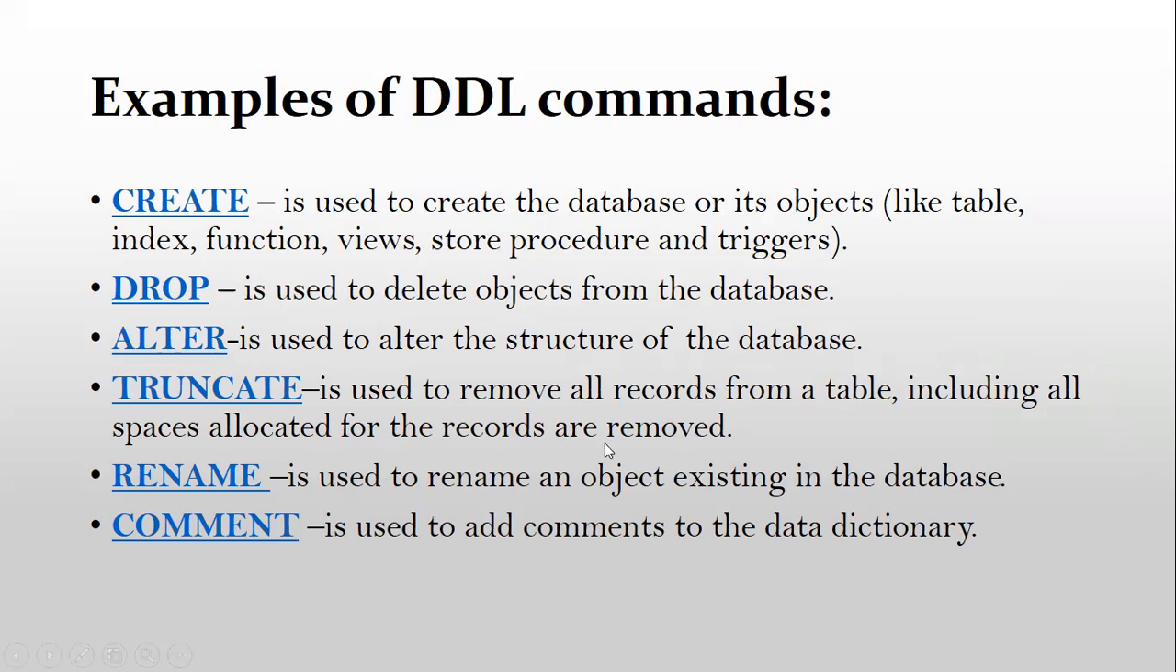Then truncate, that is used to remove all the records from the table, including all the spaces allocated for the records. Now, the difference between drop and truncate is that drop will delete the complete object from the database. For example, if you apply drop table, the table will get deleted from the database. When you apply truncate, only the content, that is the records of that particular table, will get deleted. The table will remain as it is in the database.